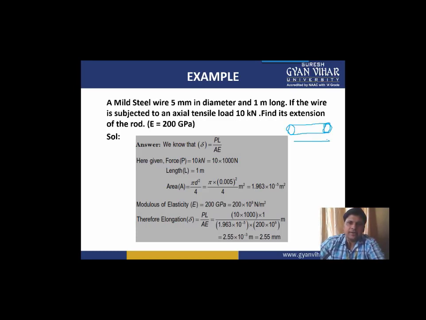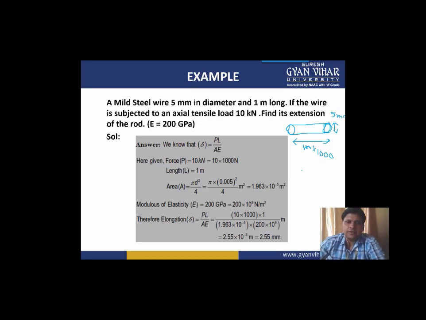Its length is given again. The length given is 1 meter. Again, if all the other units are in mm, we will multiply it by 1000. Then, after the diameter is given to you, on the basis of that diameter we will calculate the cross sectional area. The diameter given is 5 mm.